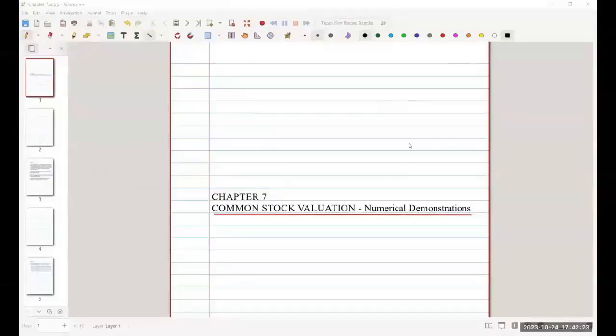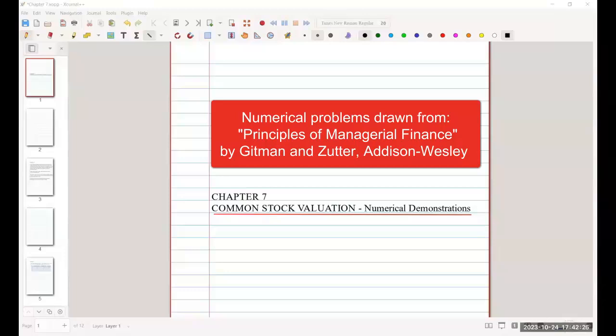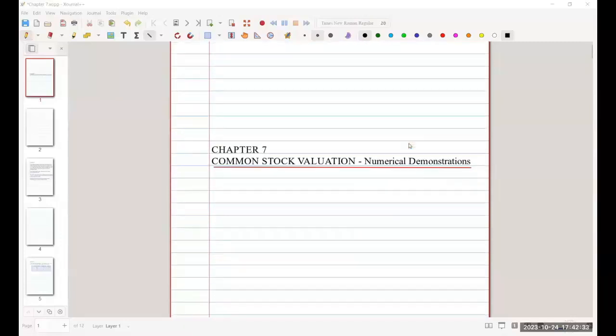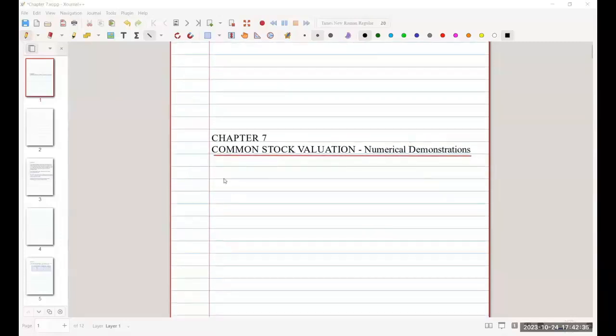Right, so let me begin tonight's numerical demonstrations on common stock valuation by giving you a little bit of background on the valuation process itself, where we will start by considering the word value.